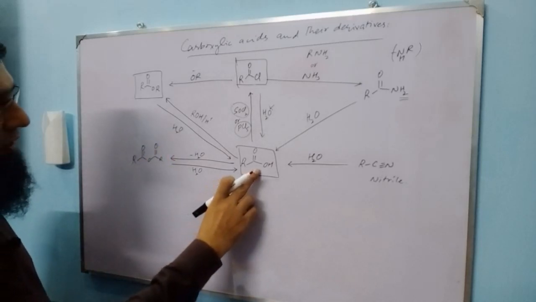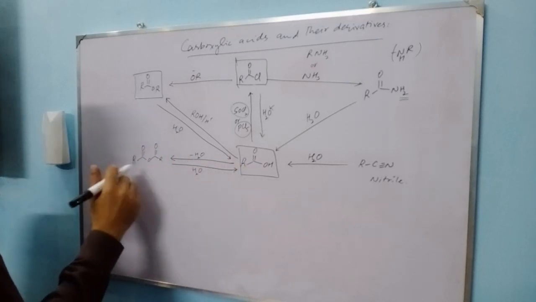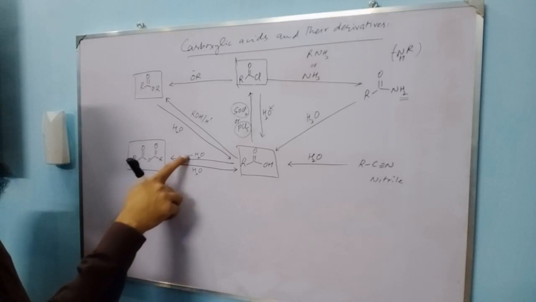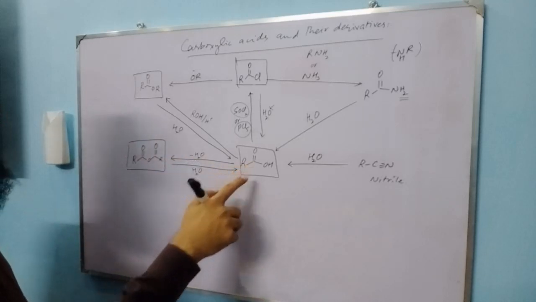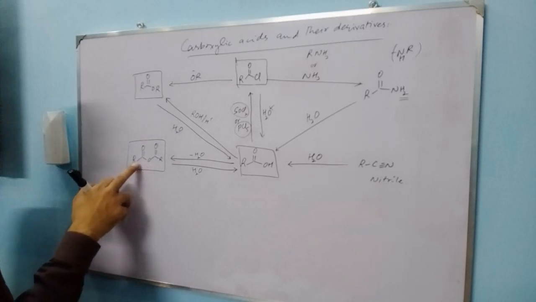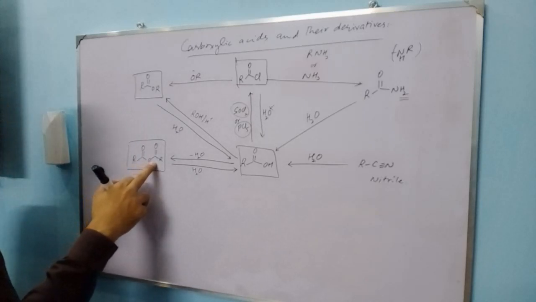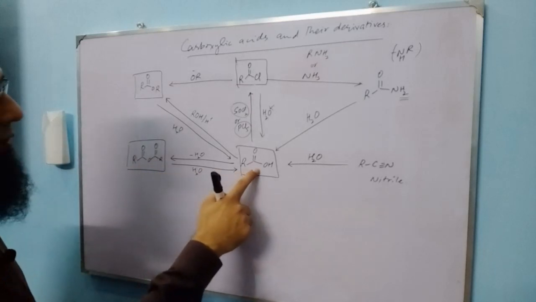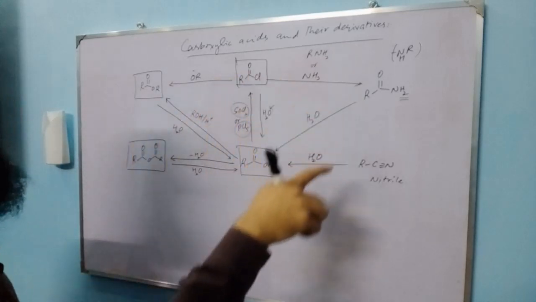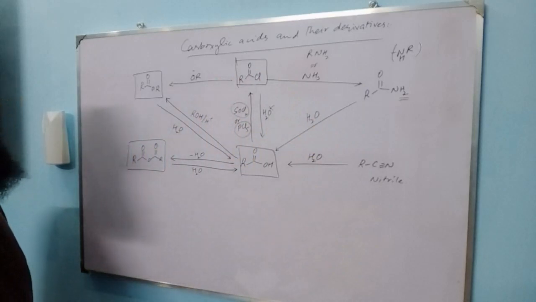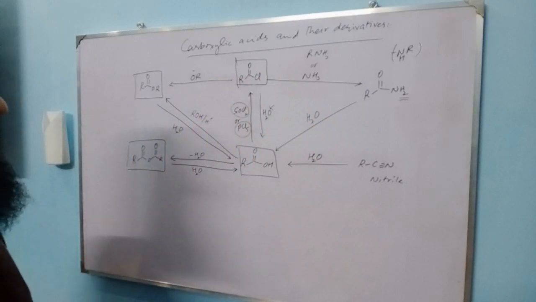Furthermore, carboxylic acid can be converted into the corresponding anhydride. So if we remove water from carboxylic acid, 2 units of carboxylic acid give rise to 1 unit of anhydride, and if we hydrolyze anhydride, we can get back the carboxylic acid. So this is a brief overview of the general transformations which carboxylic acids and their derivatives can undergo.